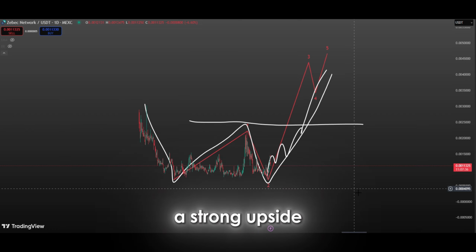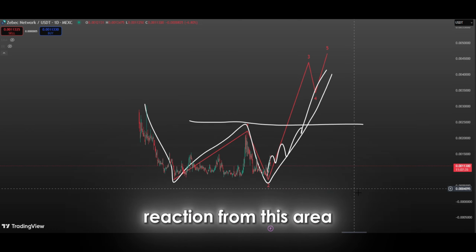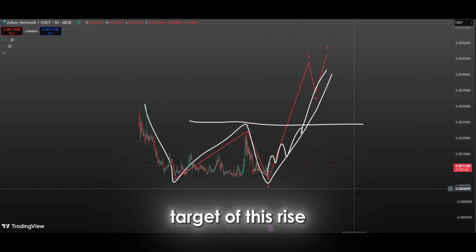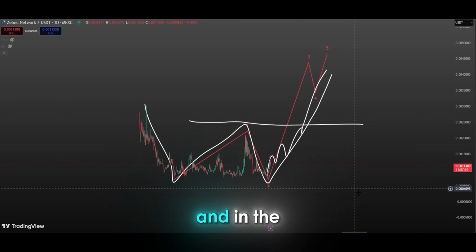If there is a strong upside reaction from this area, the first and most important step will be taken to complete the W pattern, because the first target of this rise will be to reach the top in the middle of the pattern, and in the next stage it will move to higher levels.